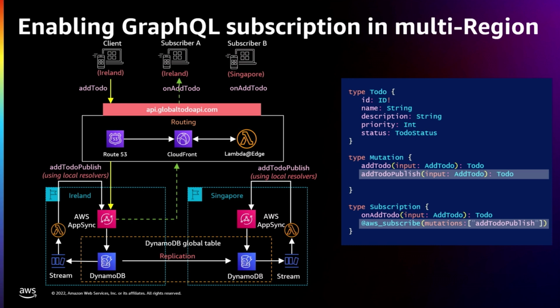The replication will also replicate data to the Singapore region, which will again generate a DynamoDB stream doing the same activity that we've just heard in the island region, triggering the add to do publish mutation to send notification to subscribers in the Singapore region. So this is how we've managed to solve that ability to achieve multi-region subscription capability irrespective of the endpoint that was used to trigger the mutation.